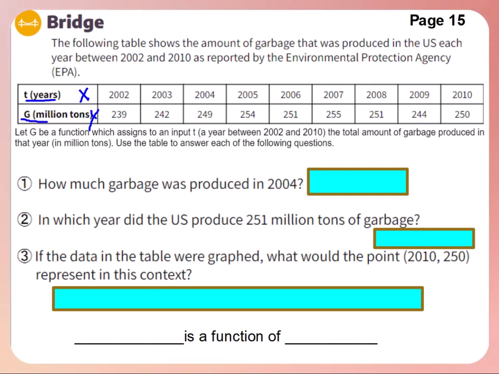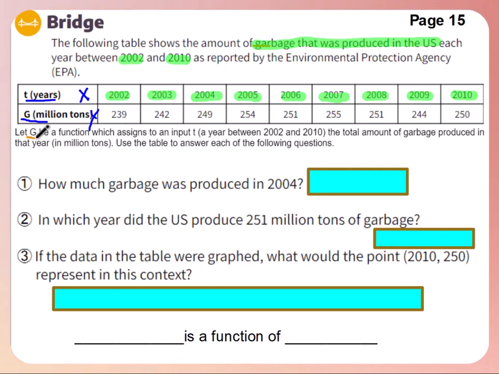So what does this table represent? It is the amount of garbage that was produced in the U.S. each year between 2002 and 2010. So we have our years and we're going up 1 year each time. So look carefully, understand what's happening in the table. We're going to start simple, but it will get challenging if you don't have something to build on. So you can see we're going up 1 year each time.